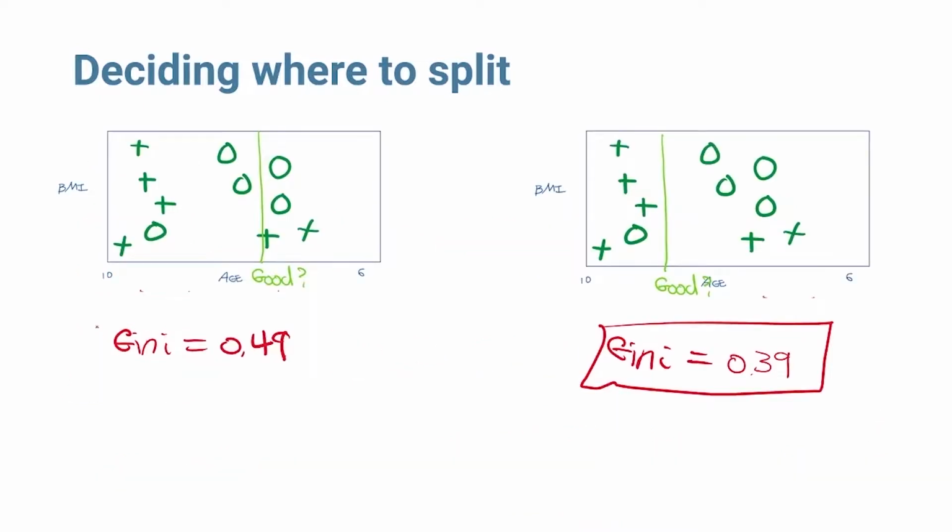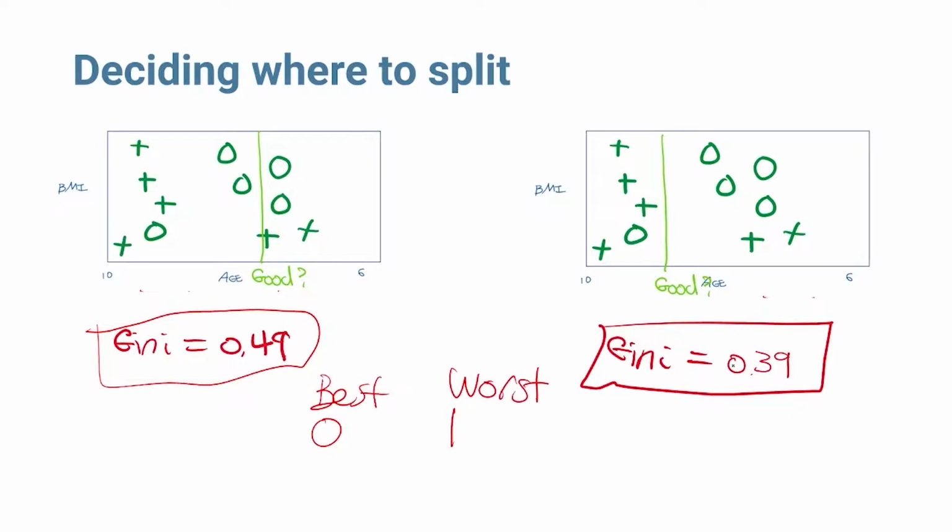So in the first case, the weighted Gini was 0.49. In the second case, it was 0.39. And recall that 0 was best and 1 was worst. So this Gini, which is lower, is better. And that agrees with your intuition just by looking at this picture, because all 4 of these records get grouped together, as well as these 4.